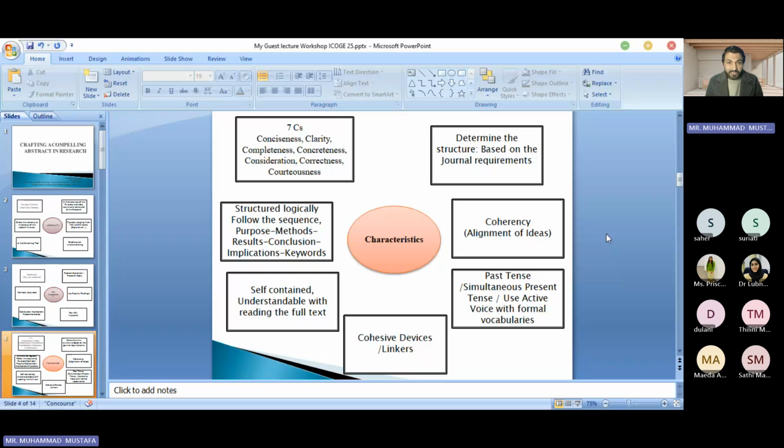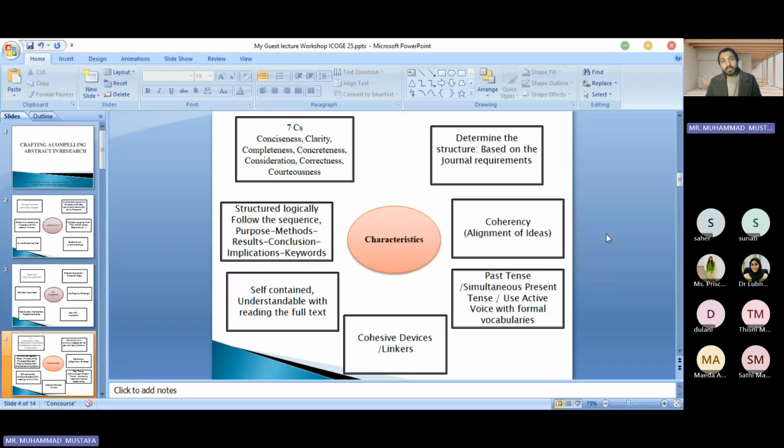Furthermore, a good abstract is self-contained, understandable without reading the full text. It should be understandable and comprehensible, so that the reader may make a good decision about the whole paper.